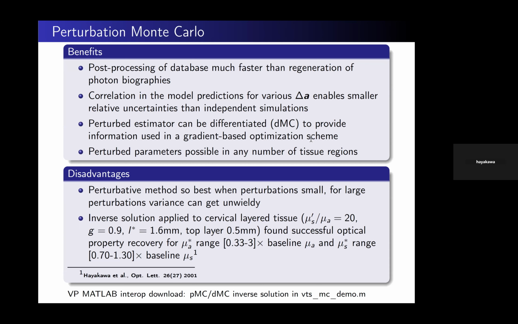So we did this for a layered tissue, cervical layered tissue, and we tried to recover the mu-A and mu-S from the top and bottom layers, and we were able to do it with good success with a broader range of mu-A, a third to 3 times, and a smaller range of mu-S, plus or minus 30%.